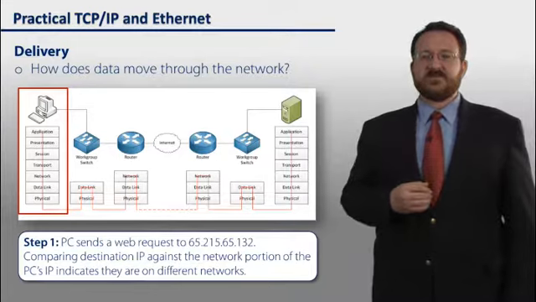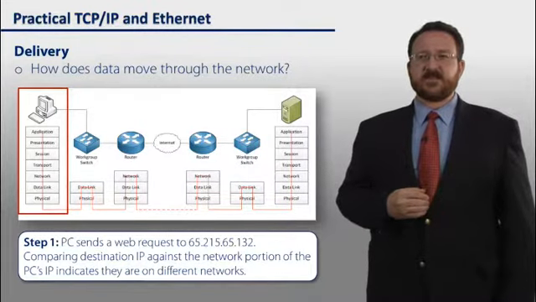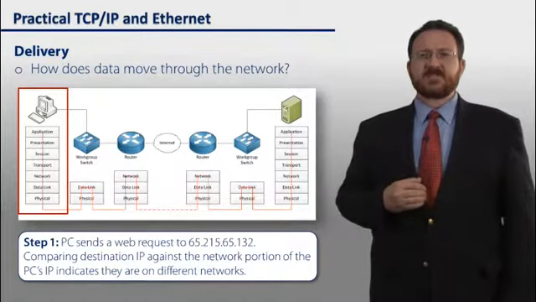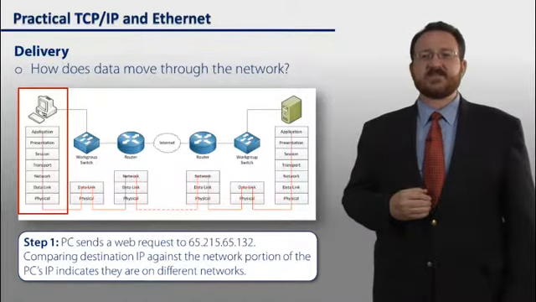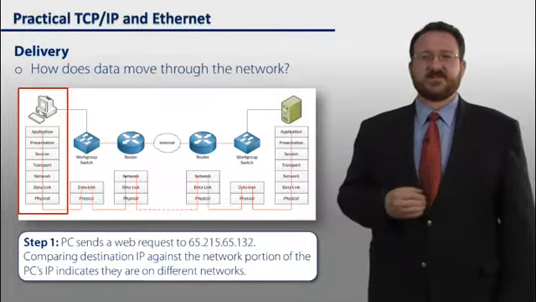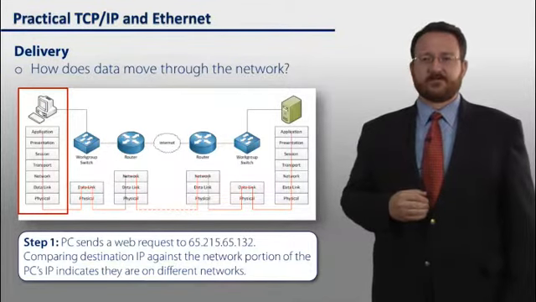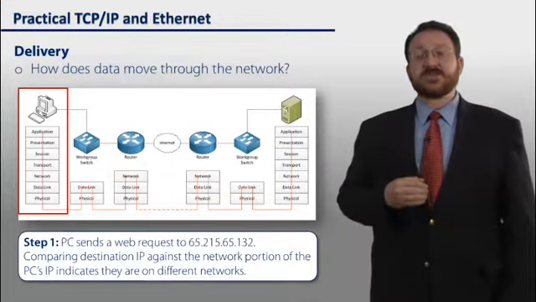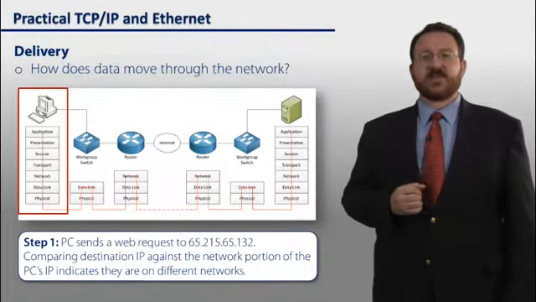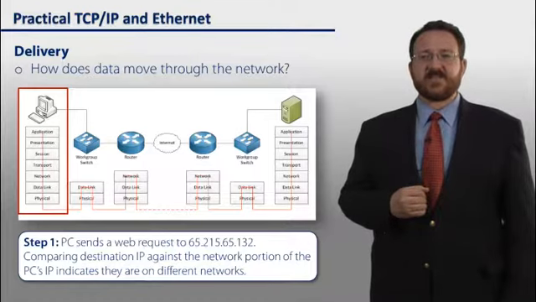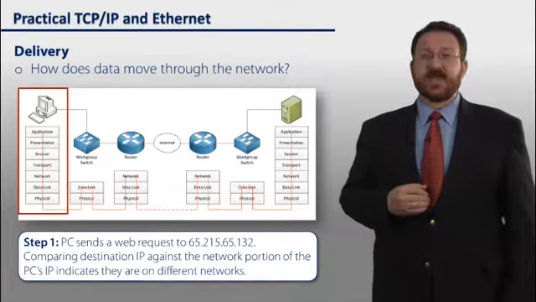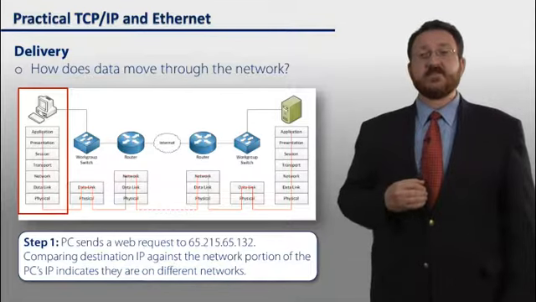So, how does data move through a network? Let's look at an example of end-to-end communication for a web request. So step 1 is that the PC wants to send a web request to the server at 65.215.65.132. The PC looks at its own IP address and compares its network portion against the network portion of the destination. And it realizes that these are on different networks. And so, since they're on different networks, it will need to be routed.